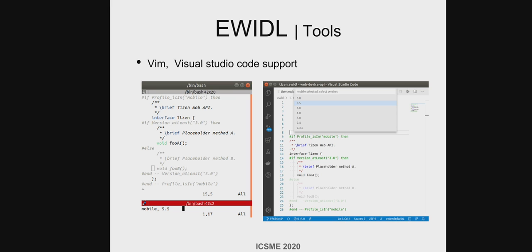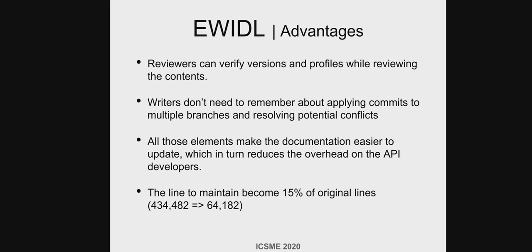We developed EWIDL plugins for Vim and Visual Studio Code, which provide EWIDL syntax highlighting and active configuration tracking. To summarize the advantages of EWIDL, reviewers can verify versions and profiles while reviewing the content. Writers don't need to remember to apply commits to multiple branches and resolve potential conflicts because it is done by a generator automatically. All those elements make the documentation easier to update, in turn reducing the overhead of API developers.